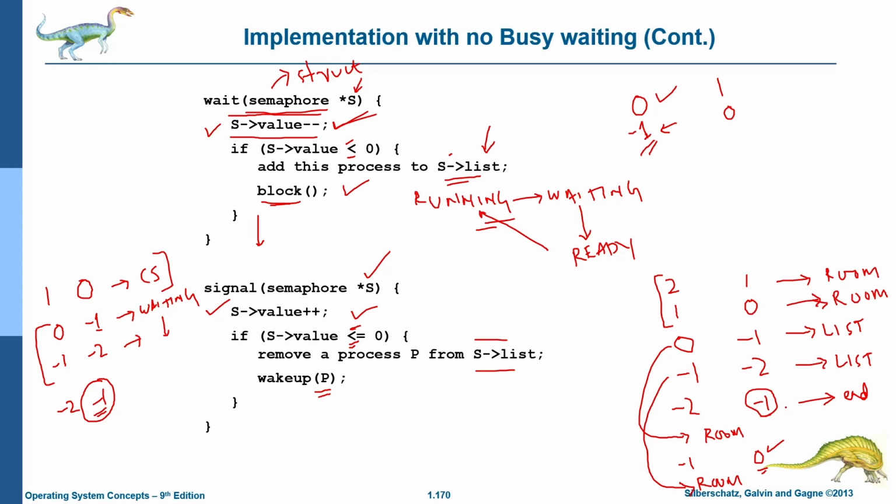So when the two processes in the room come out, the first process will make the value from 0 to 1, which is not less than equal to 0. It is greater than 0. So this code will not be run. Nobody will be woken up because nobody is waiting in the list anymore. And when the second process comes out, it will take the value 1, make it 2, and enter and get out. So now the number of tickets on the table have become 2 again. Okay, made sense? Yes, sir.